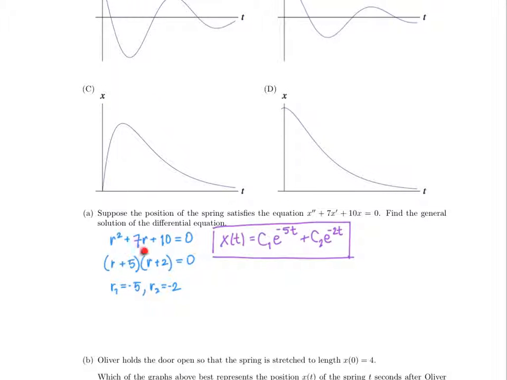The characteristic equation ends up being really nice to factor. It has 2 real roots. And so we have x of t is equal to c1 times e to the negative 5t plus c2 times e to the negative 2t.